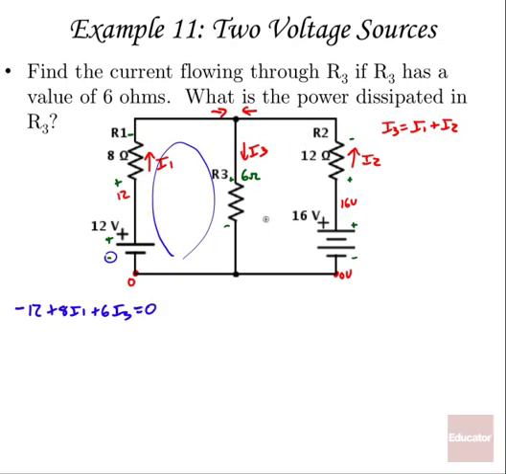I can do the same thing over here with this loop. Let's say we go this way around the loop to get us another equation. If I start down here, I see the negative side of this power supply first, so I could write minus 16 plus 12 I2 is what I come to next, plus 6 I3, and now I'm back to where I started, equals 0. So now I've got a system of equations with several different unknowns. Lots of different ways to solve them. Let's just work through this one in sort of the brute force method.